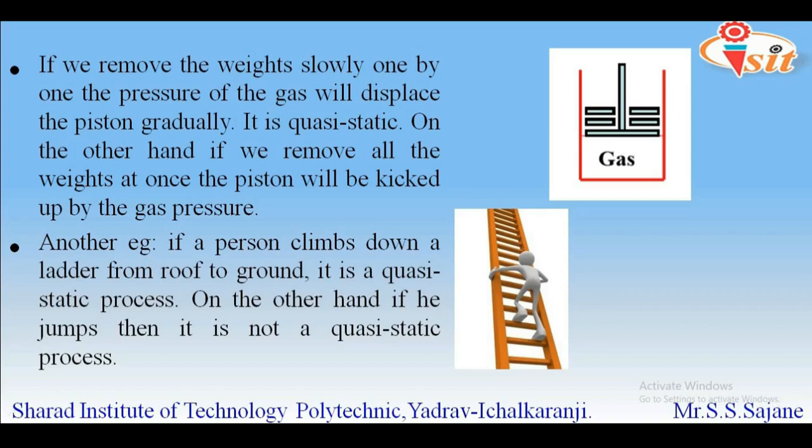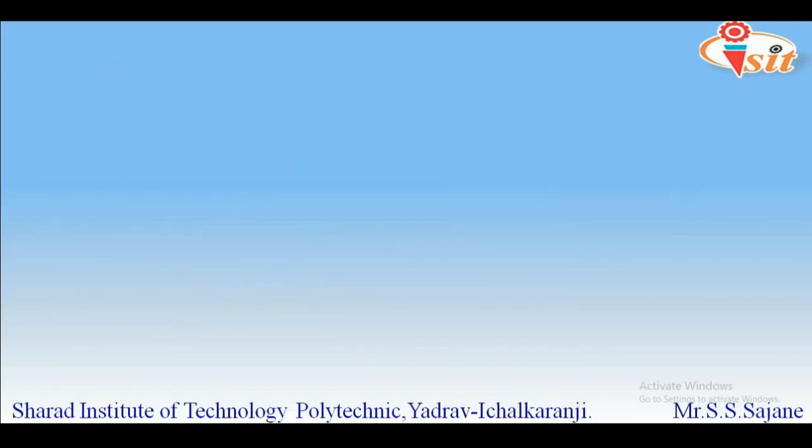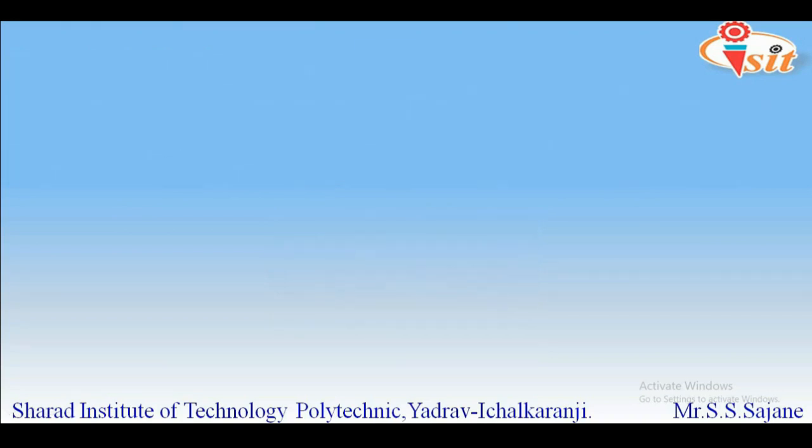On the other hand, if we consider that the person is jumping off from the top of the building to the ground floor, then there will be a large impact, and in this case, we do not call it a quasi-static process. With this example, I think you will better understand the meaning of quasi-static process. I will repeat once again. A quasi-static process is one in which the system deviates from one equilibrium state by only infinitesimal amounts throughout the entire process. Then we call it a quasi-static process. So this was the concept of quasi-static process.